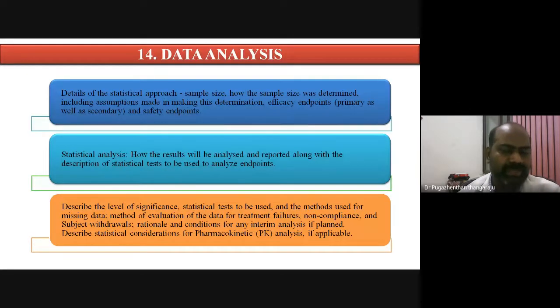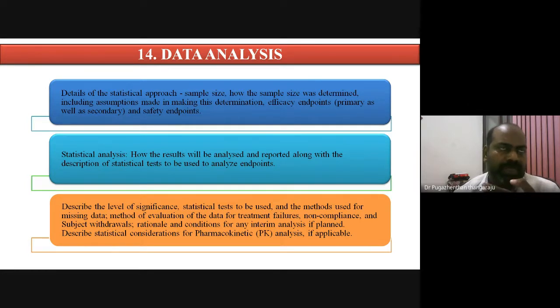Then comes the various data analysis, on a case-to-case basis. What is the sample size? How will we determine it, based upon the efficacy of the previous study or dropouts? All these things are useful for analyzing the sample size. And obviously if you are going with phase 3 or phase 4, we have data from phase 1 and phase 2. With that efficacy, we can look into the primary endpoint. We can plan the sample size needed for the single center or multicenter.